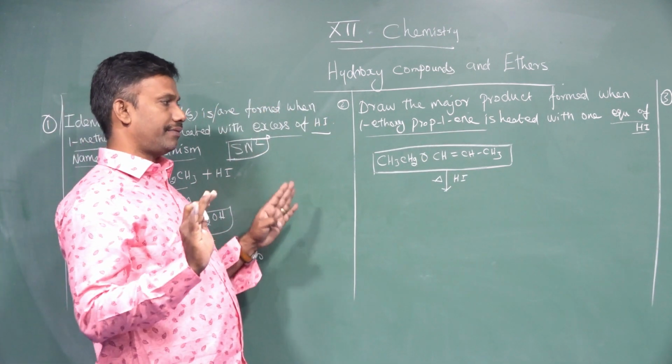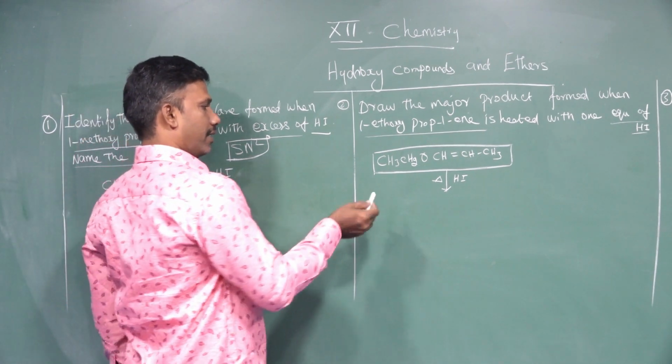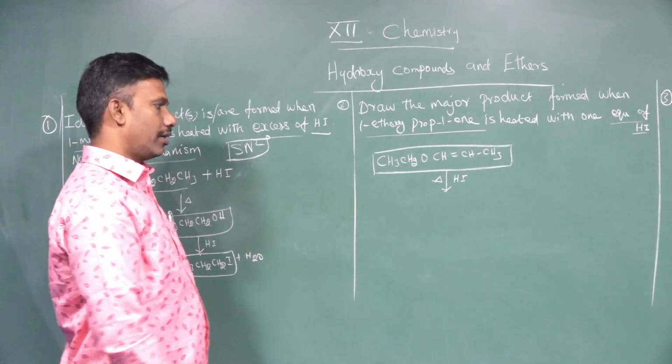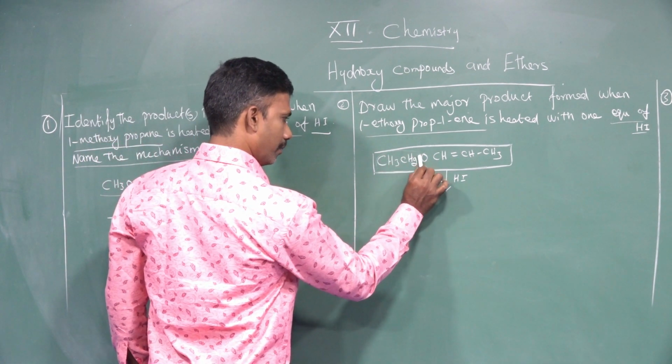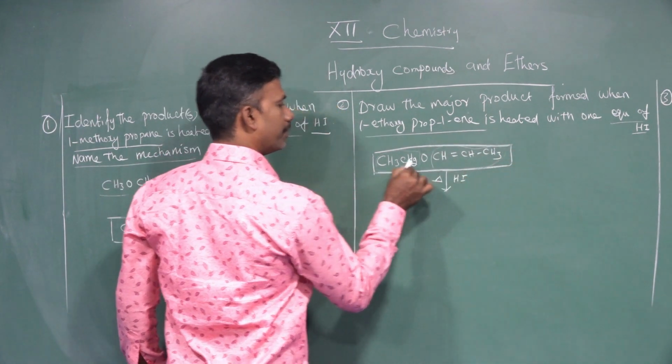Equivalent amount of HI. As I said earlier, the iodine tends to go with the smaller alkyl group. In this ether there are two alkyl groups: one is ethyl, and the other is the propene group.